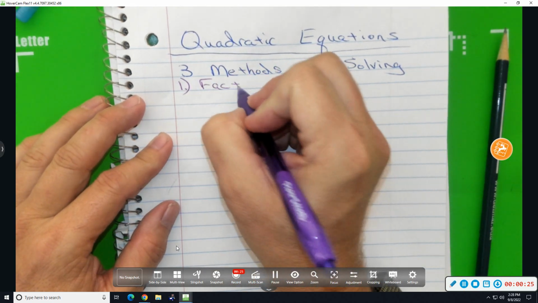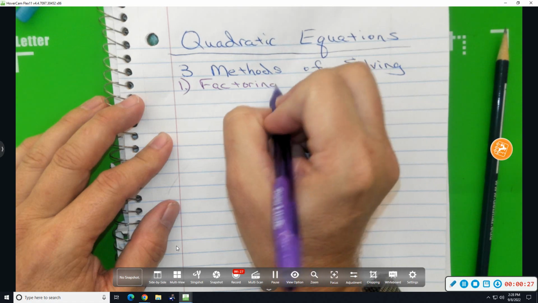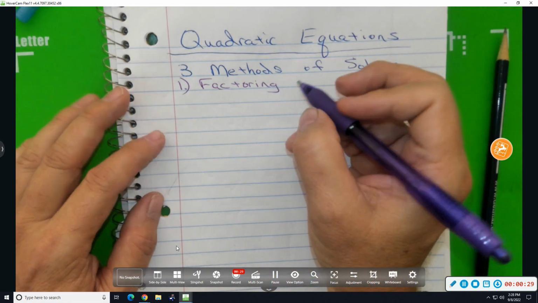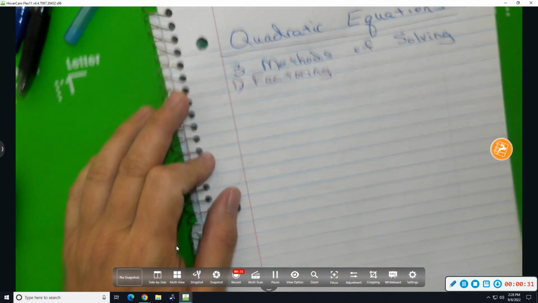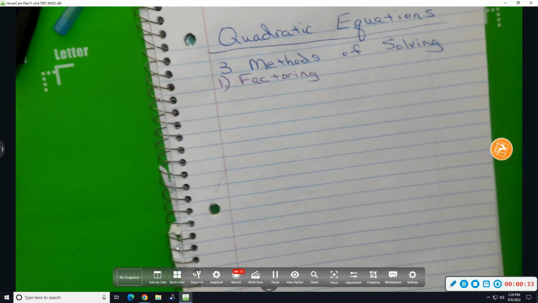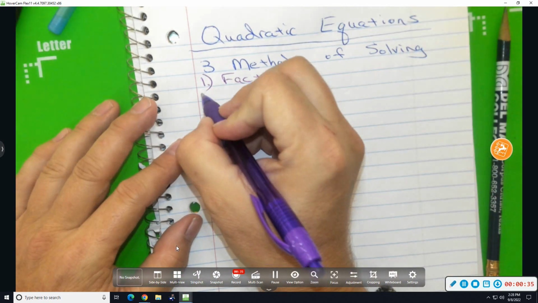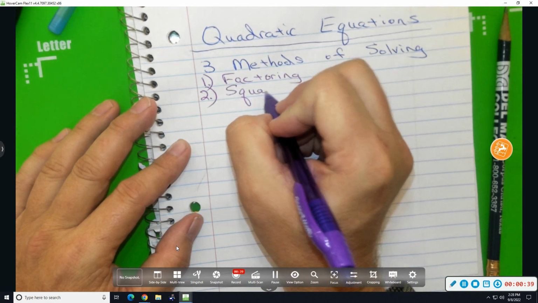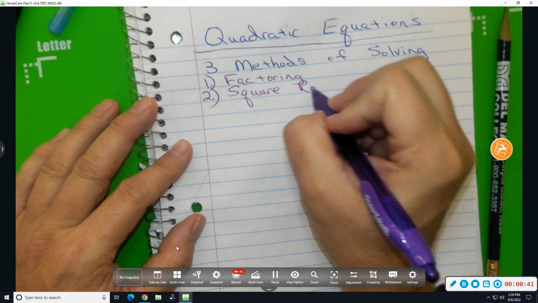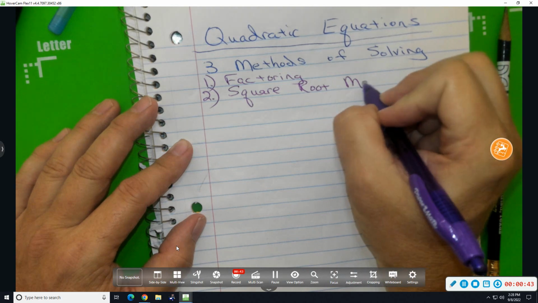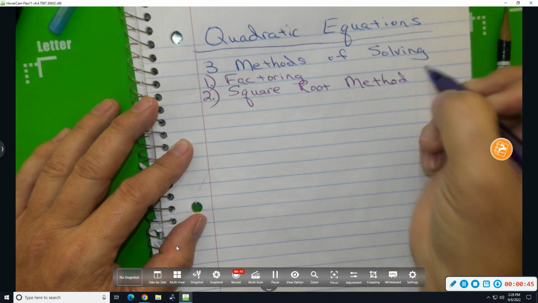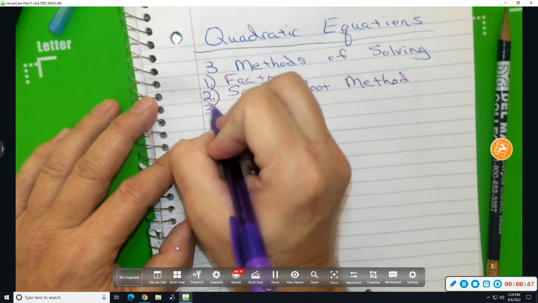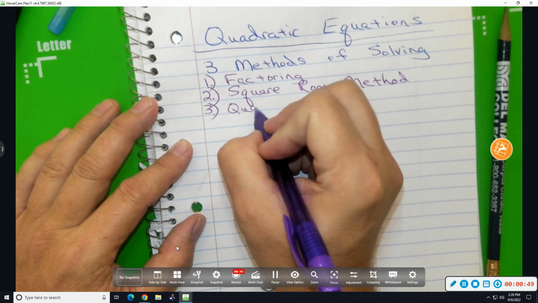Y'all remember factoring from the last time? Say yes. We just did an example earlier before we were recording. Okay. The second method that we're going to see today is the square root method. And the third method is the quadratic formula.